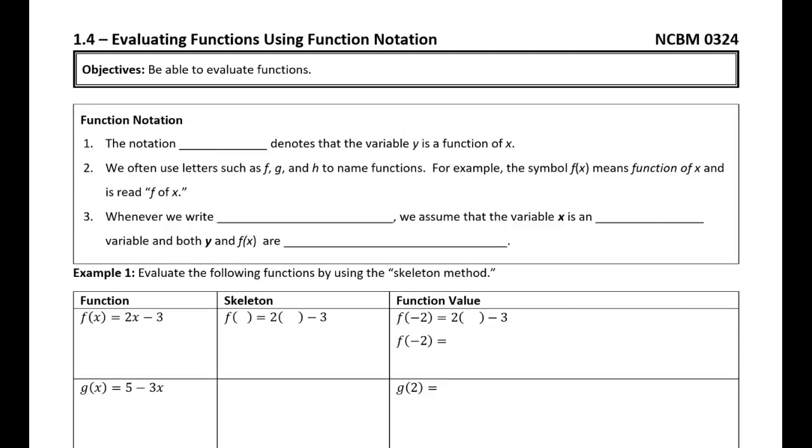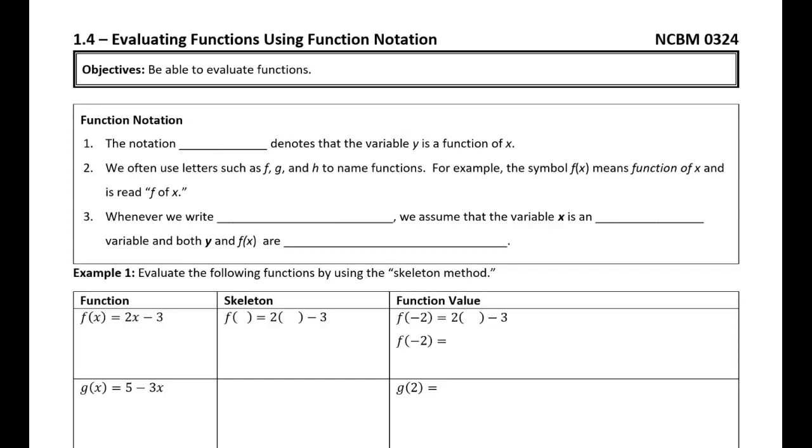NCBM 0324, Section 1.4, Evaluating Functions Using Function Notation, Part 1. Function notation is very important when it comes to math. In any math class, you're going to end up using function notation. So a good understanding of what it means will help us in the future.